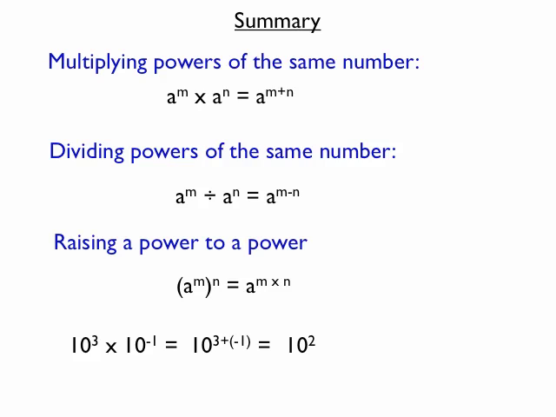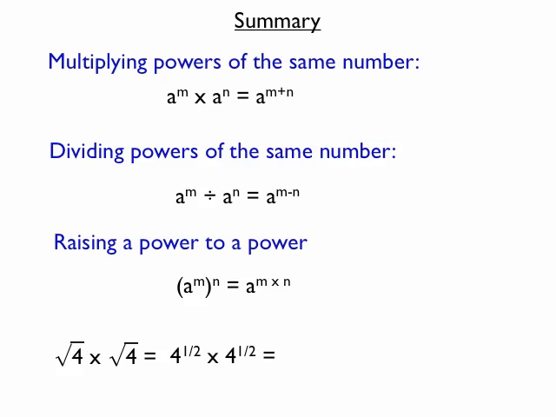The rules even work with roots as long as we write the roots as fractional powers. For example, to multiply the square root of 4 times itself, we write it as 4 to the 1/2 power times itself. Now we use the multiplication rule to see that this is 4 to the 1/2 plus 1/2, which is 4 to the 1st, or 4.